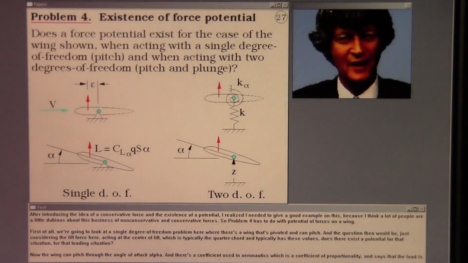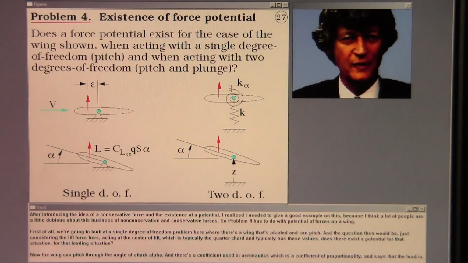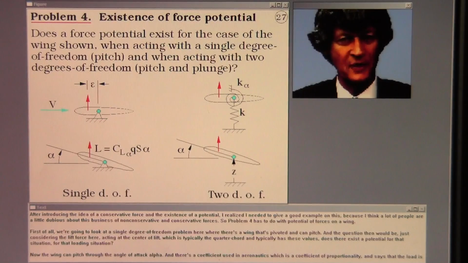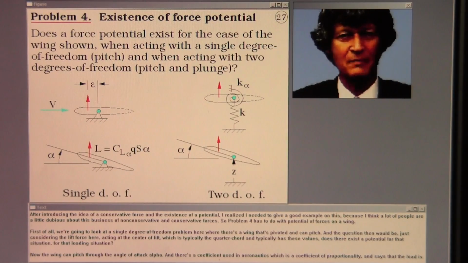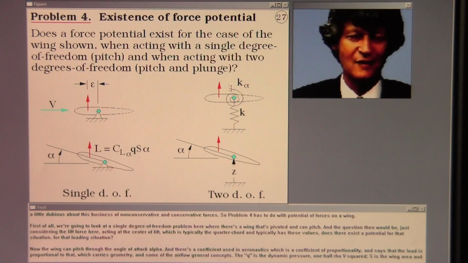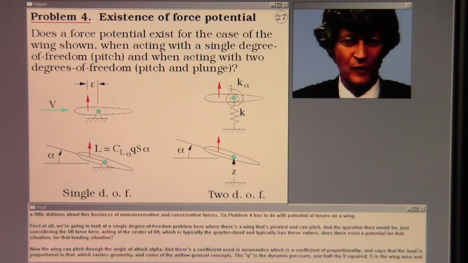After introducing the idea of a conservative force and the existence of a potential, I realized I needed to give a good example on this, because I think a lot of people are a little dubious about this business of non-conservative and conservative forces. So problem 4 has to do with potential of forces on a wing.